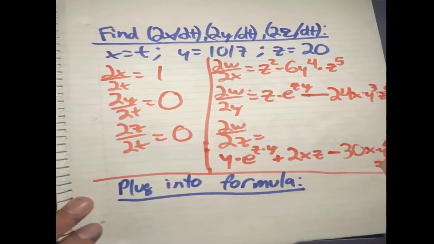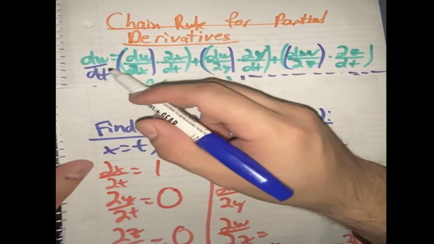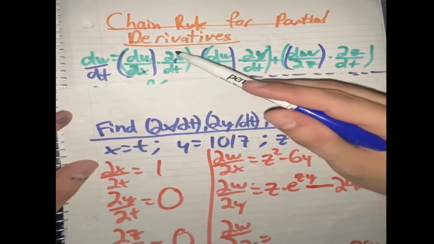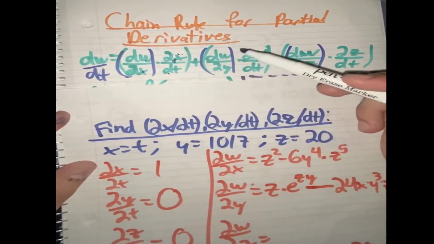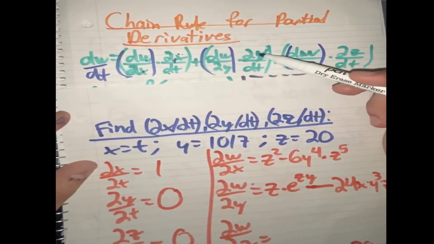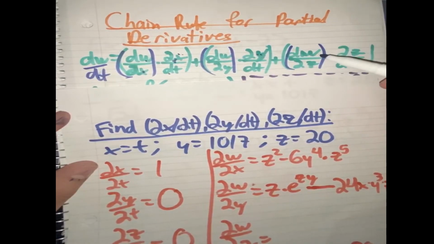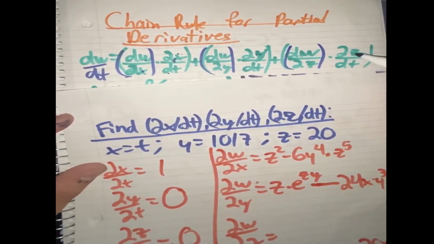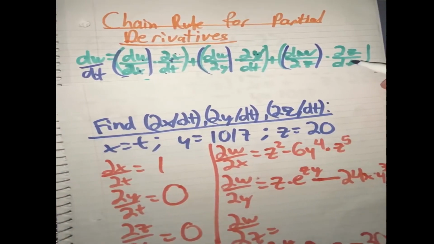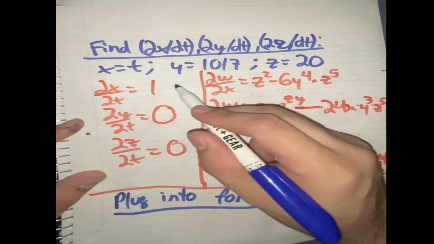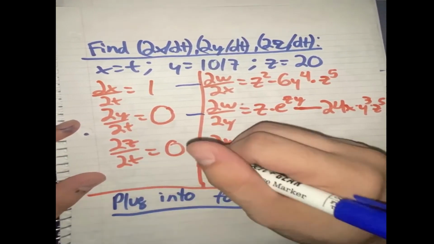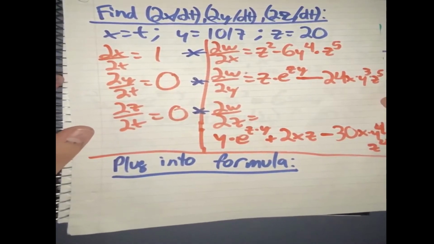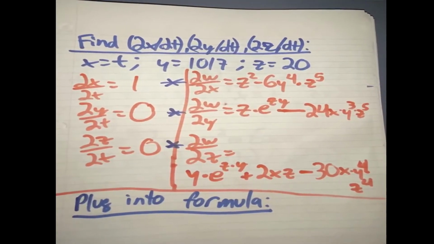So what's our formula? Our formula is this one right over here. The derivative of w with respect to t is equal to dx over dt times the partial derivative of x with respect to t, plus dw over dy times the partial derivative of y with respect to t, plus dw over the partial derivative of z times the partial derivative of z with respect to t. So we're simply going to multiply these two together, and these two together. We're going to multiply them, and we're going to add them together. So that's what we're going to go ahead and do in this next step.